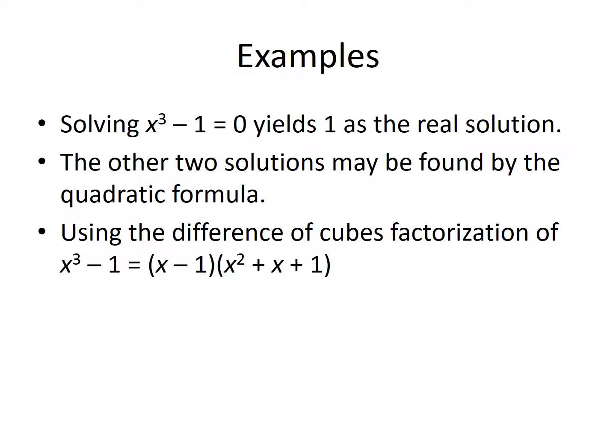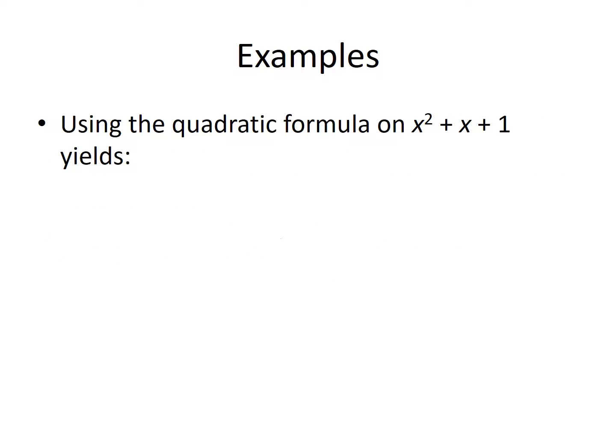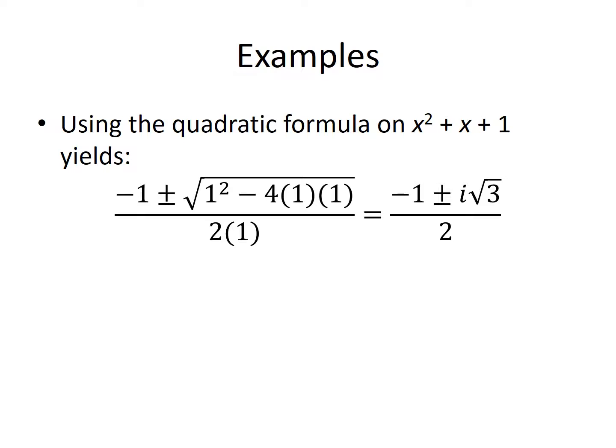And using the difference of cubes factorization, we have x cubed minus 1 equal to the quantity x minus 1 times the quantity x squared plus x plus 1. Using the quadratic formula on x squared plus x plus 1 yields this result: negative 1 plus or minus i times root 3, all divided by 2.